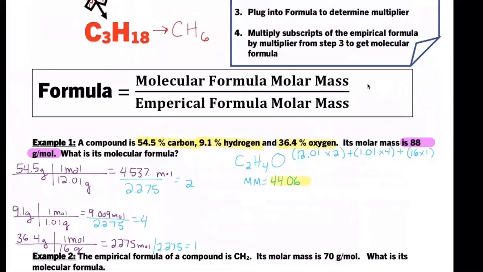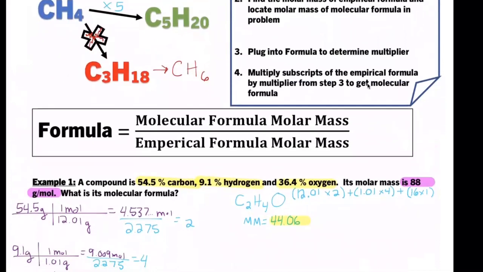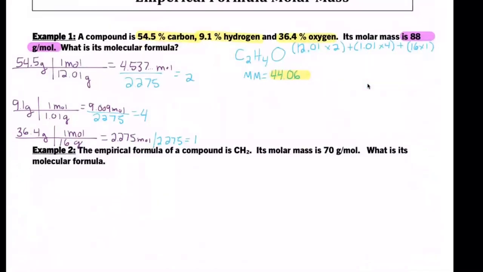Okay, so that is an important piece of information that pertains to the empirical formula. Going back up, we're going to plug into the formula to determine the multiplier. So we know in pink that the molar mass of the molecular formula is 88, so I put that on top. And then we're going to divide that by the empirical, which we just determined was 44.06. And we're going to get that it is 2. These should always be whole numbers. We should never have a decimal for the comparison here. So if you do, you probably calculated something incorrectly.